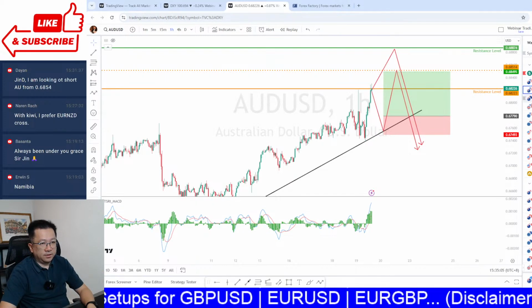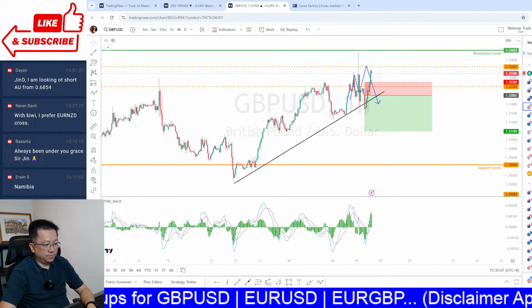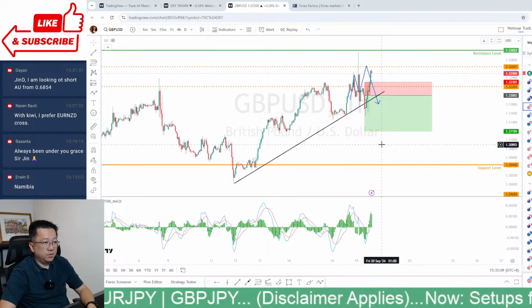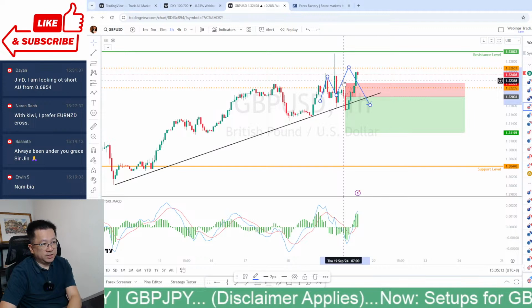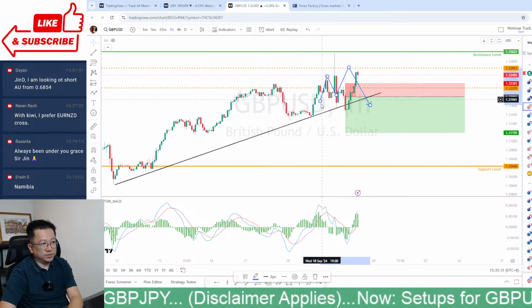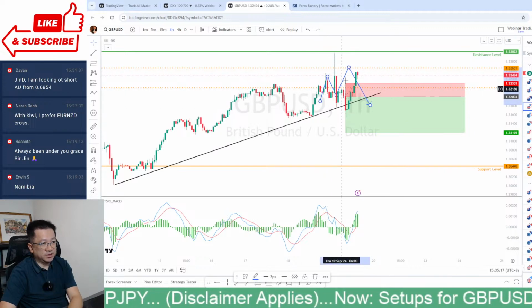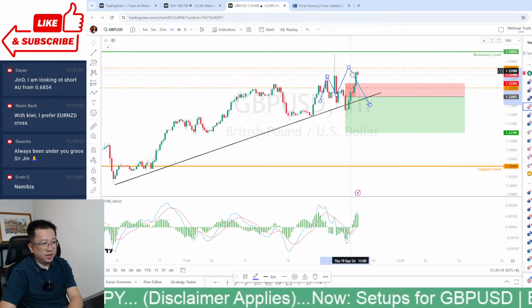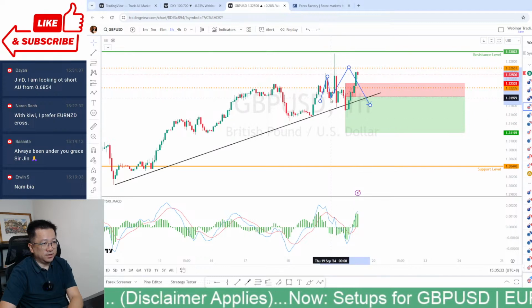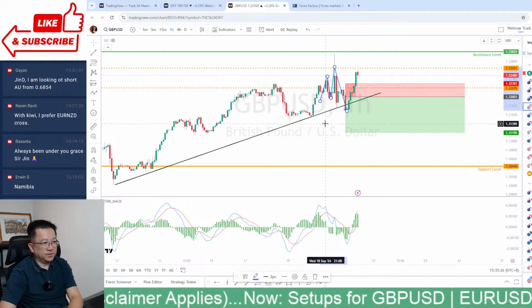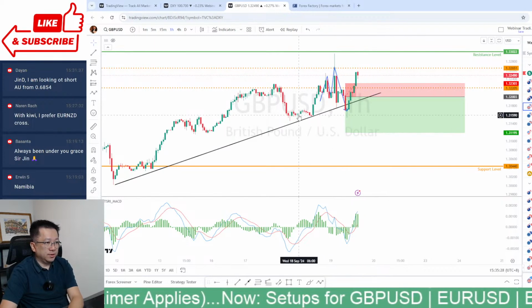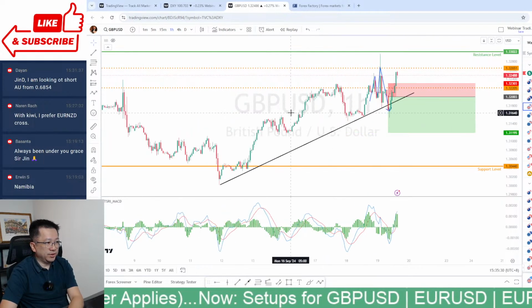All right, then on to the pound. Pound dollar, remember we have the interest rate decision tonight. This almost looked like it was working out so nicely. So test, went up, tested, came back down. So it's like that, but it didn't drop low enough. It came down to this point and it stopped.